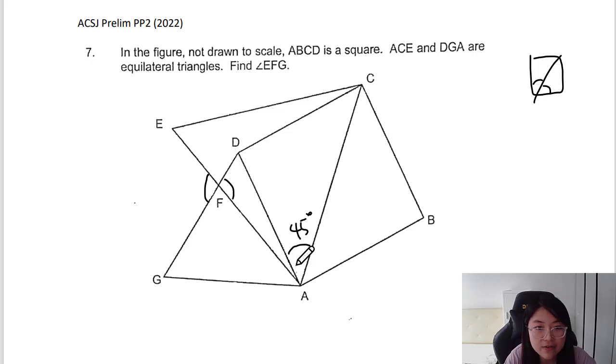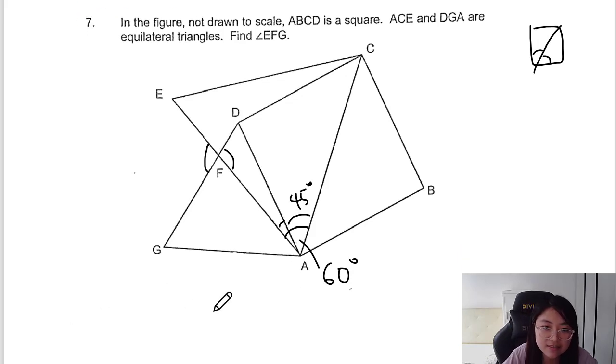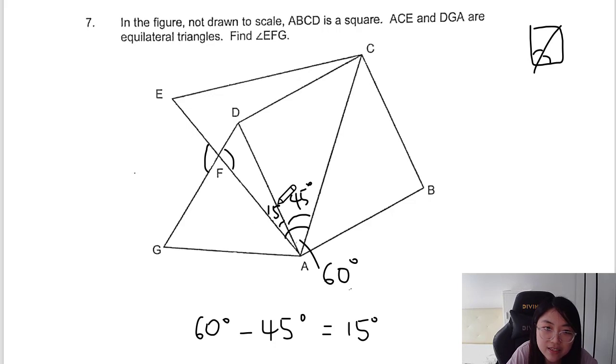And over here, you can see this is an equilateral triangle, right? Which means it is 60 degrees. So with this, we can find out this tiny angle here. The tiny angle is 60 minus 45, giving us 15 degrees. So the angle here is 15 degrees.